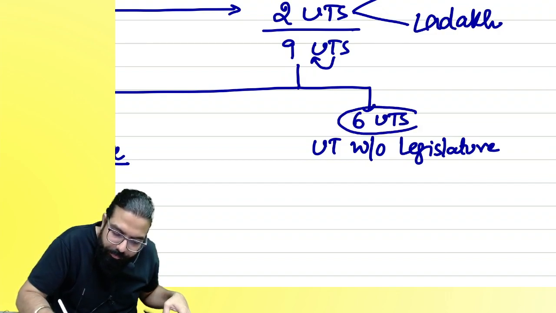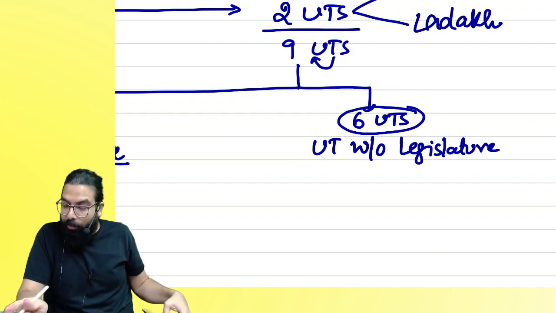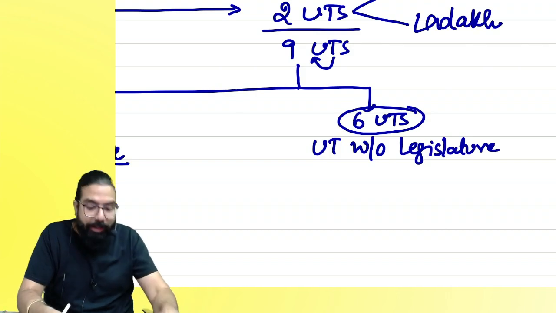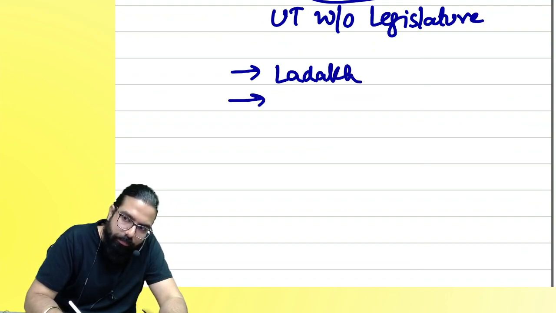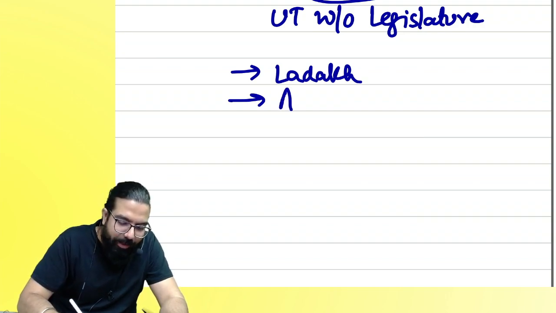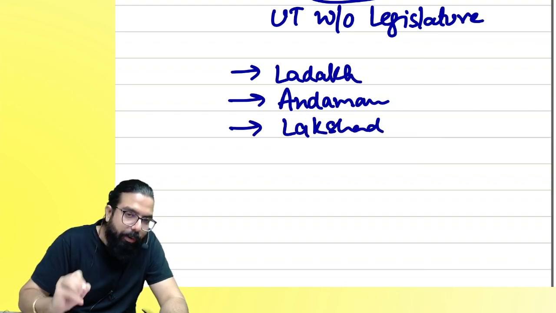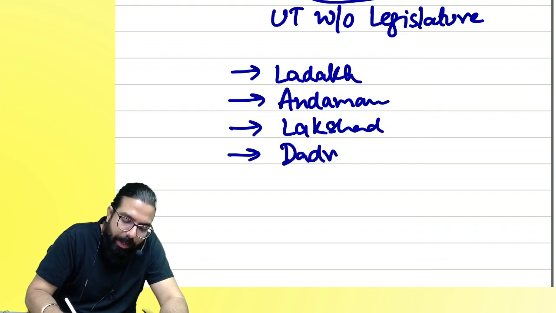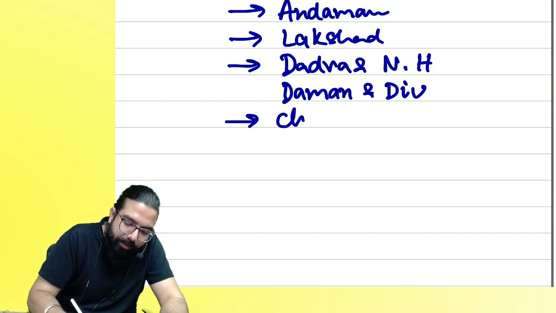6 UTs are remaining? 9 minus 3 is 5? How much? 6? No, use calculators. It is 6. Number 1, Ladakh. Number 2, Andaman and Nicobar Islands. Third, Lakshadweep. Fourth one, Dadra and Nagar Haveli. Daman and Diu. And the last one, everyone, is Chandigarh.